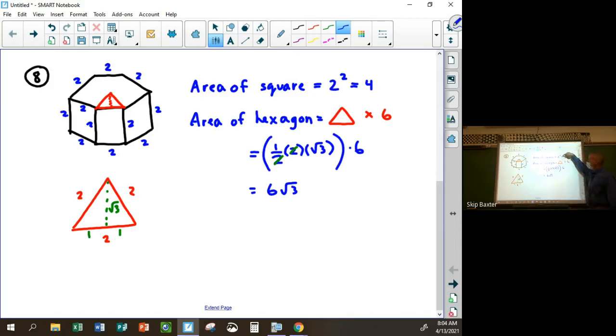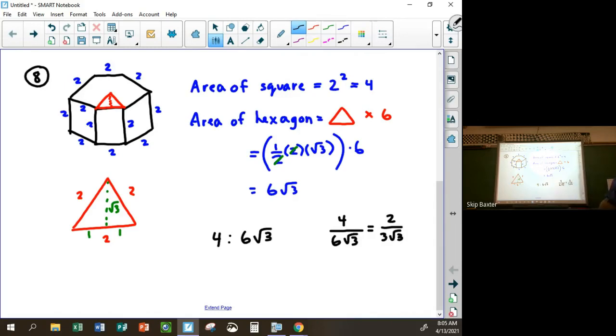So the area of the side wall square is 4, and the area of the base, the hexagon, is 6 radical 3. The question says, what's the ratio of the area of a sidewall to the area of the base? Well, the ratio of the area of the sidewall to the area of the base would be 4 to 6 radical 3. Now you can think of this as a fraction, 4 over 6 radical 3, so it can be simplified in the same way that you would simplify a fraction. Like, I could reduce the 4 and the 6. This would be 2 over 3 radical 3.